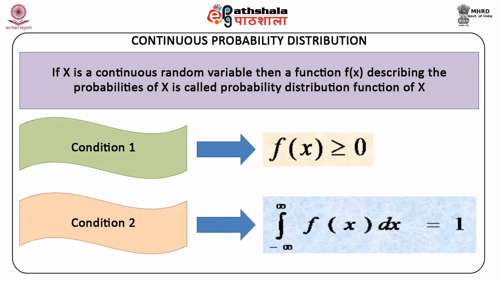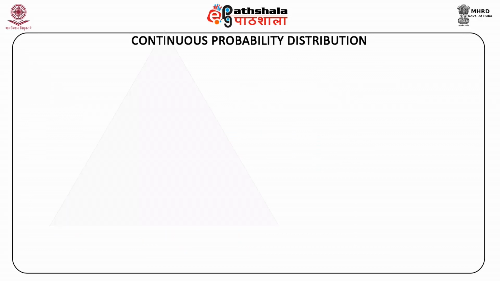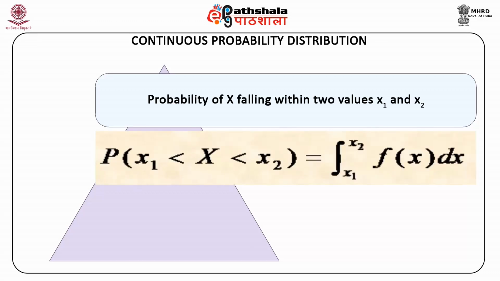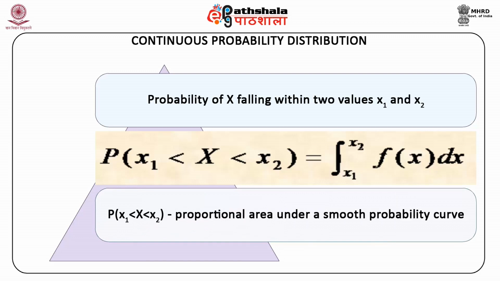The second condition requires that the sum of the probability elements f(x) over the entire range of x is 1. Also, the probability of x falling within any two values x1 and x2, that is, probability of x1 < x < x2, is equal to the integral from x1 to x2 of f(x) dx. Since f(x) is a probability density function, probability of x1 < x < x2 is a proportion of area under a smooth probability curve.